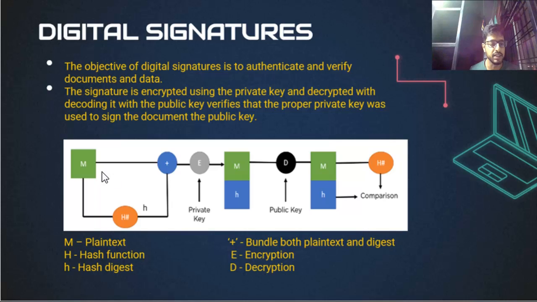In this figure, as we can see, we have a message which is a plain text. Then we have a hash function h. By using this hash function, we encrypt the message to get a hash digest, which is small h. We concatenate the plain text and the digest together, which is represented by this plus symbol. Then we perform encryption on the bundled text using the private key of the sender, which is represented by E. And then we decrypt the sent data using the public key of the sender.